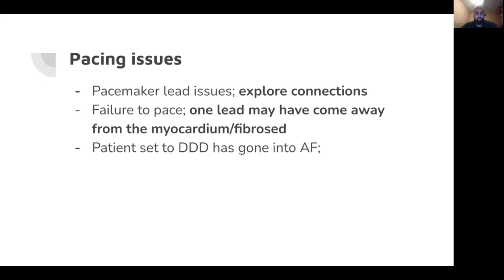If a patient who's in DDD mode has gone into AF, then you can change the pacing setting to VVI. This is important because, again, if you think about it, if you're trying to track the atria and the patient's atria are fibrillating at a rate of 2 to 300, then that could be a nightmare. So it's best to just switch to VVI.